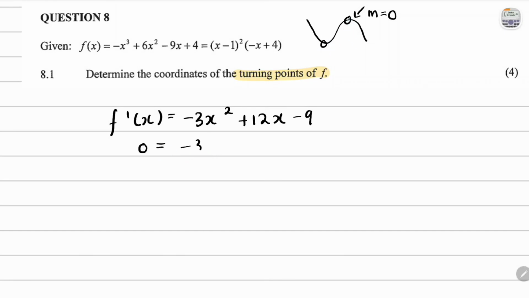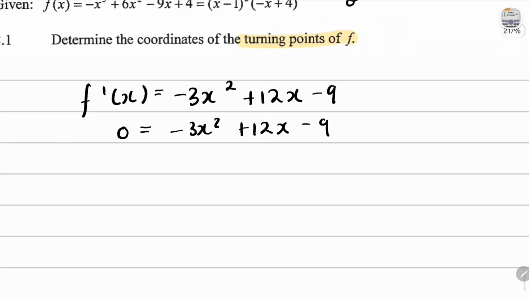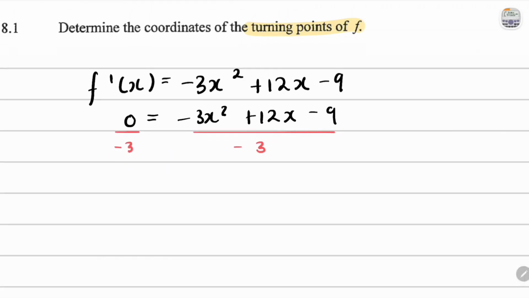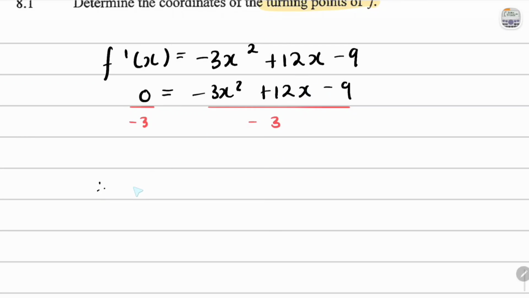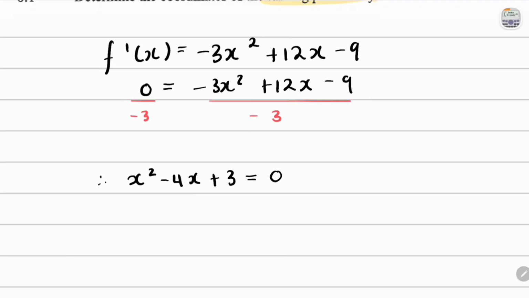So it's negative 3x squared. Again, everything just repeats. Okay, so you can see that we have a common factor of negative 3 all through. So we can just go ahead and divide both hand sides by negative 3. Then we have, and we can just write this over here, that's fine. So that's going to be positive x squared. That's going to be negative 4x, and positive 3 is equal to 0.